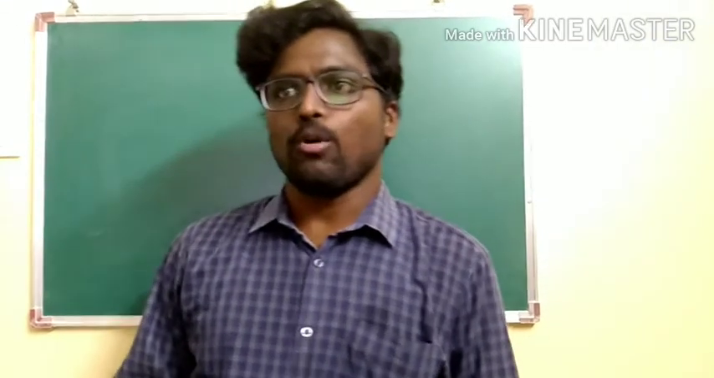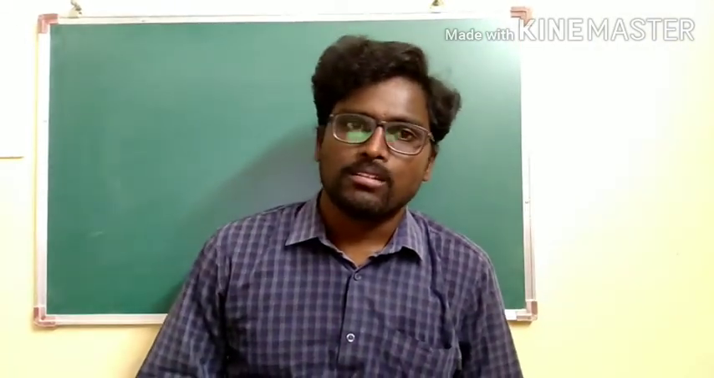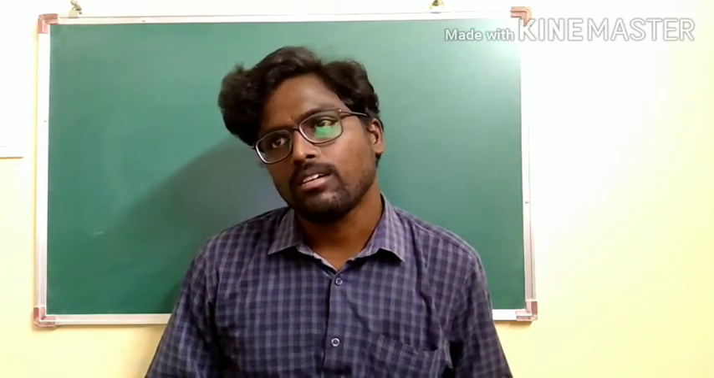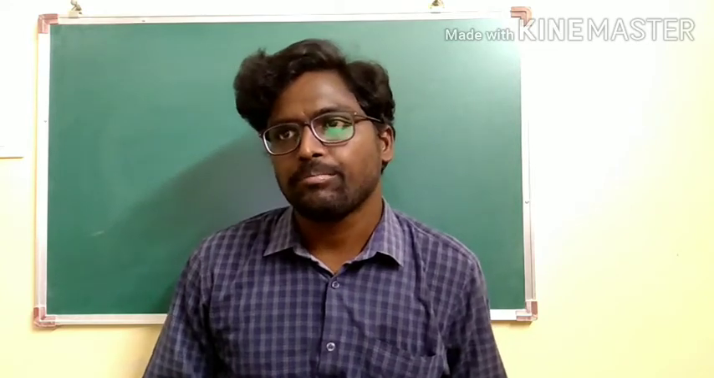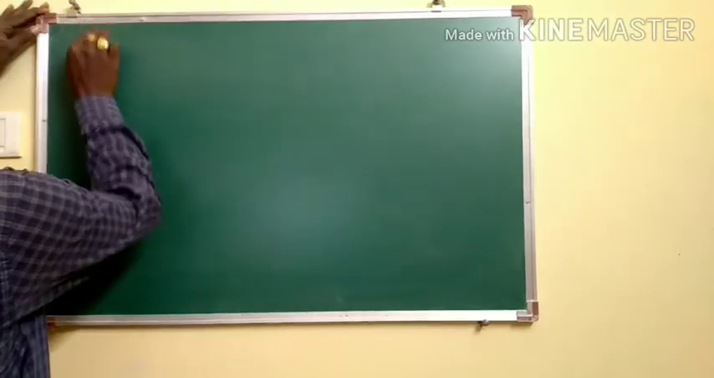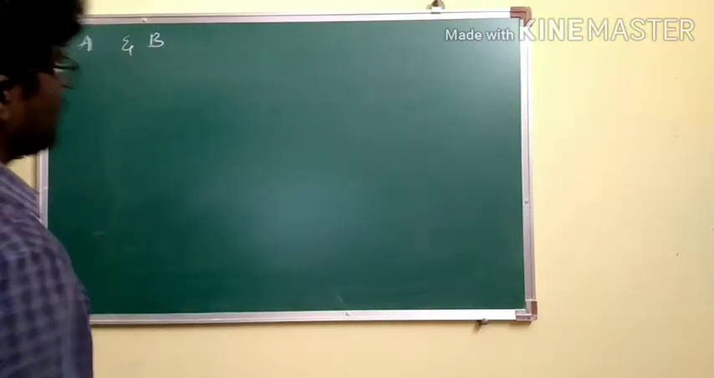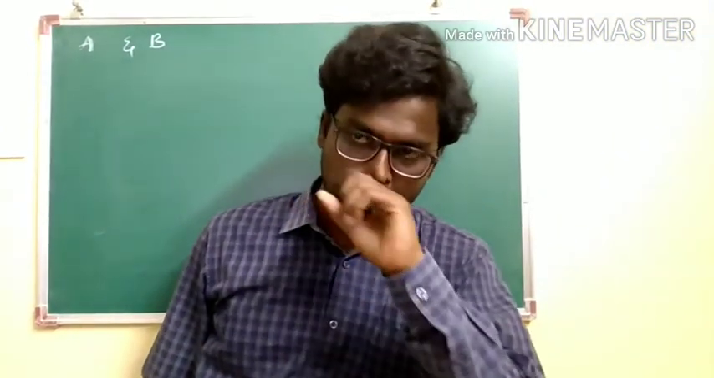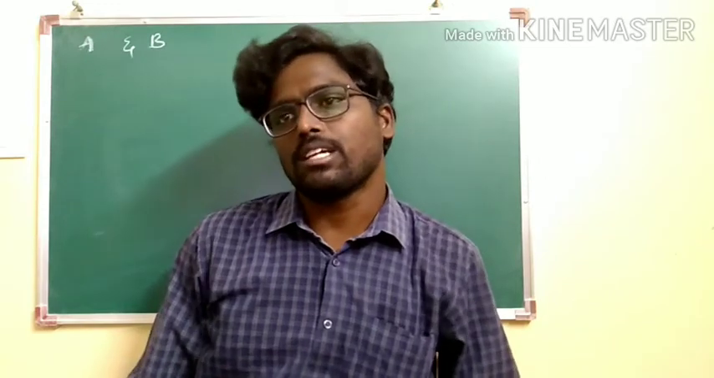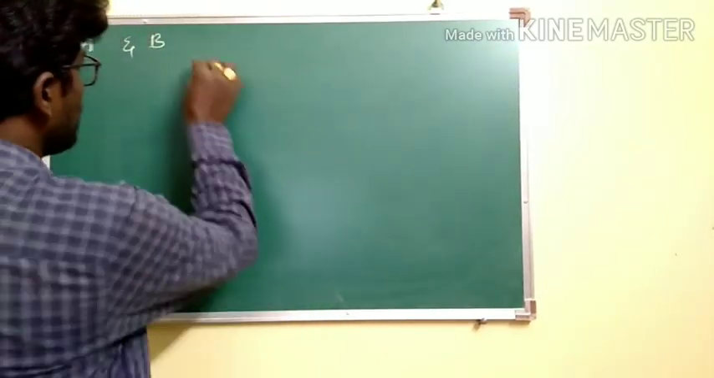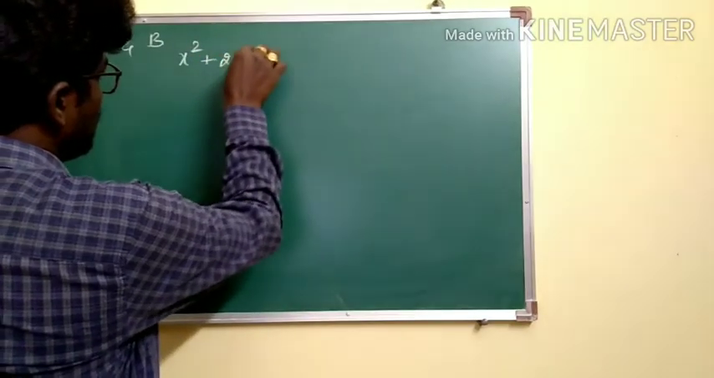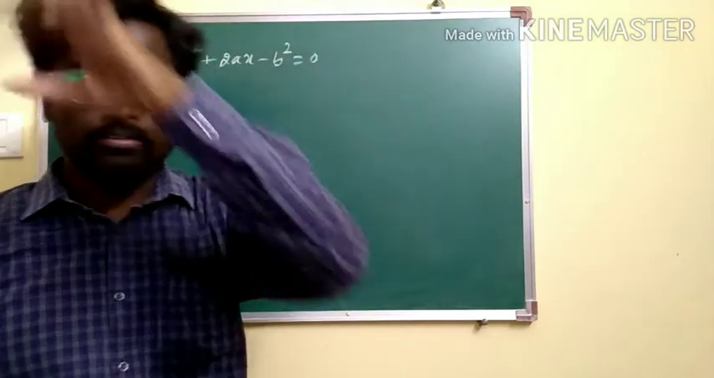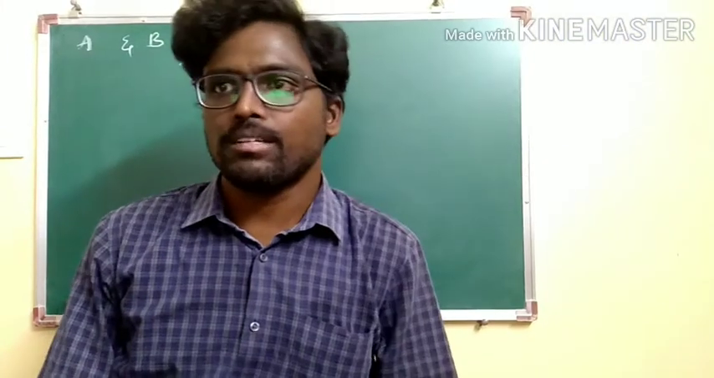The abscissa of 2 points A and B are the roots of the equation x square plus 2ax minus b square equal to 0.